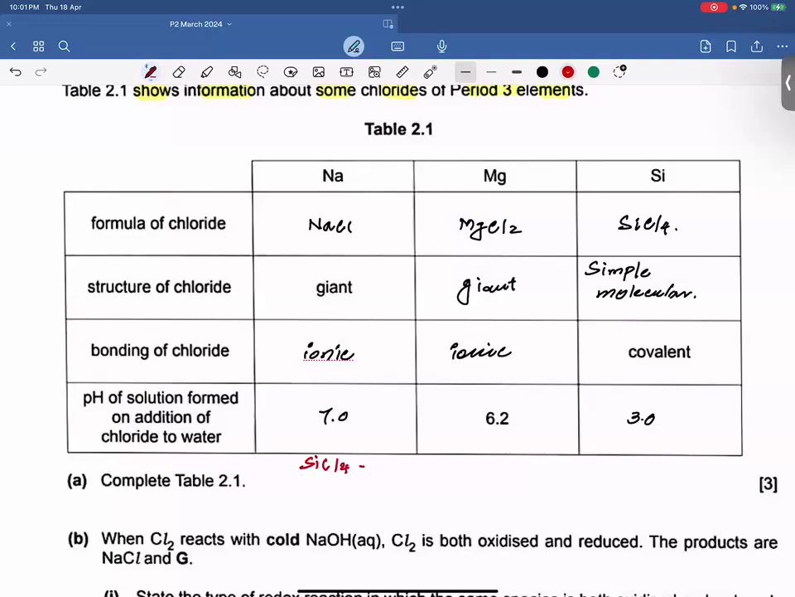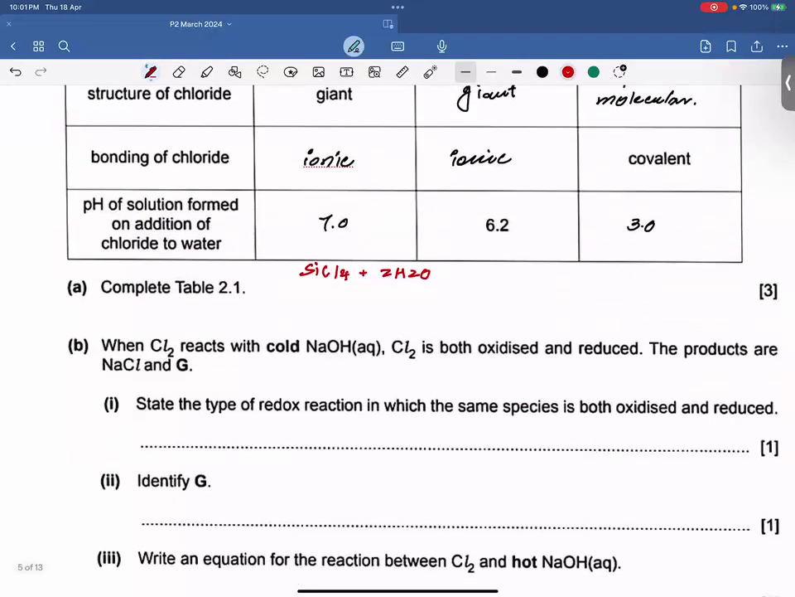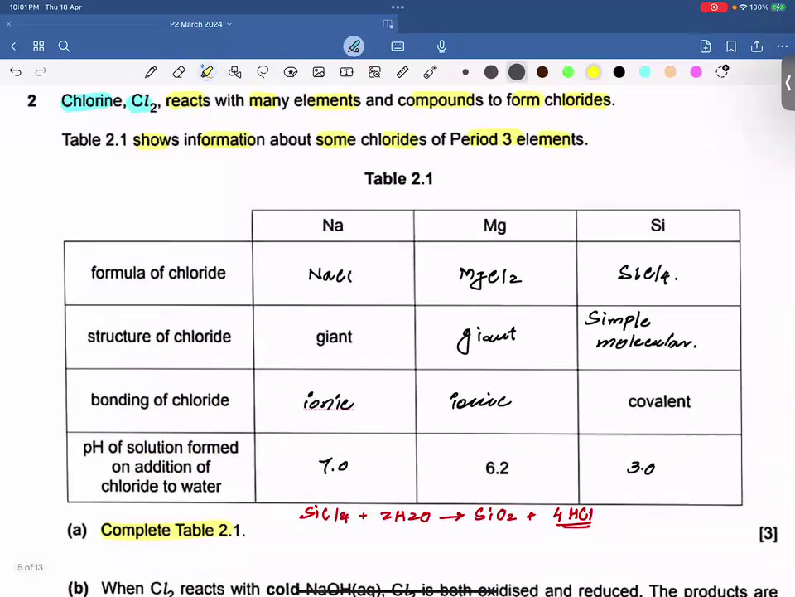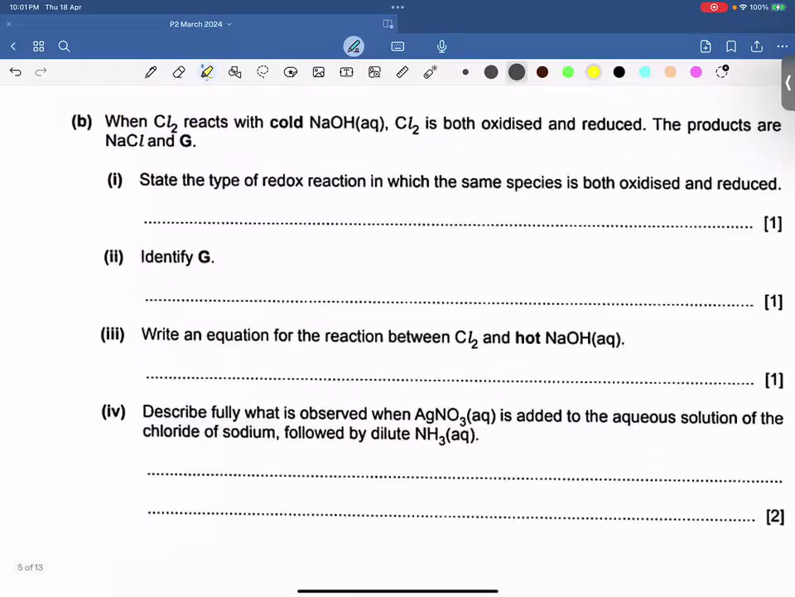SiCl4, because of the vacant d orbital, can easily hydrolyze with water, and you will get what? White precipitates of SiO2 and misty fumes of HCl. Now, these misty fumes are soluble in water, and this will give you a strong acidic solution of pH 3, and also this conducts electricity, okay? Because it is an electrolyte. So I have completed the table, okay? Is there anything left? No. Let's move on to the B part.